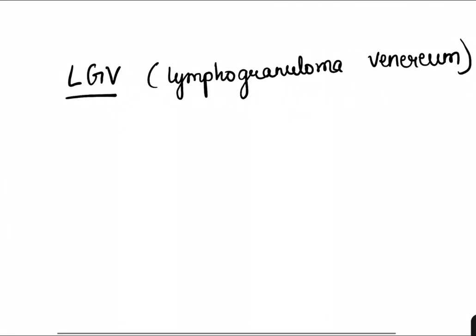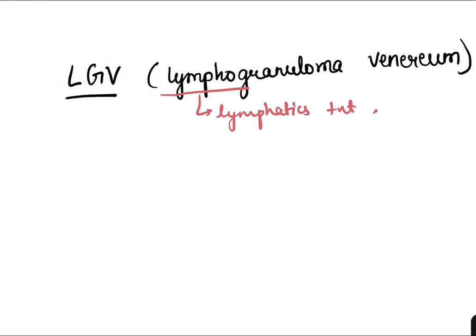Now the next one is lymphogranuloma venereum, LGV. As the name suggests, lympho means it involves the lymphatics. So lymphatic involvement will be there. And it is also known as climatic bubo, or lymphogranuloma inguinale.